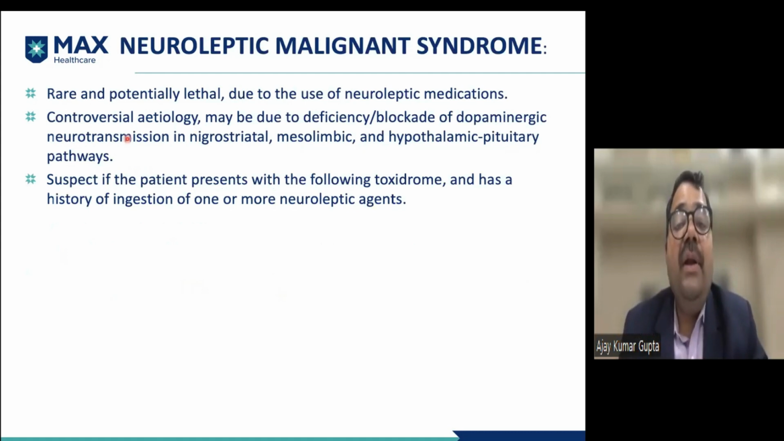Then we come to neuroleptic malignant syndrome, which is a rare and potentially lethal condition caused by the use of neuroleptic medications.